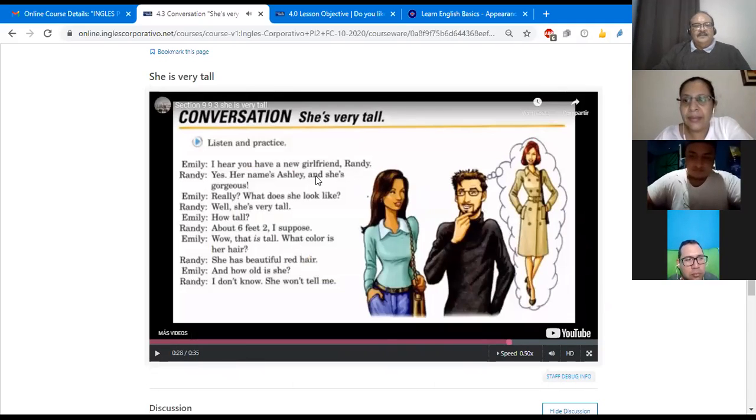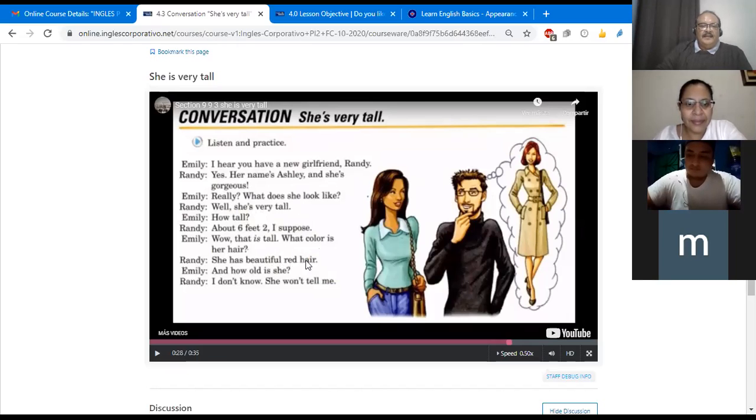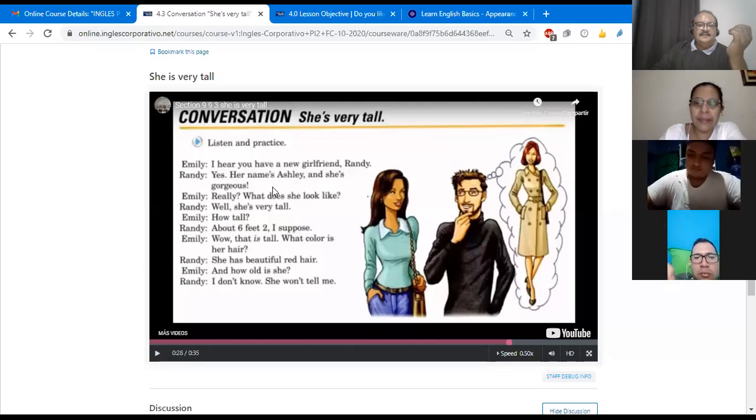Now you can see here the words that they are using to describe the appearance: gorgeous, right? She's gorgeous, you know, beautiful, amazing, pretty. So then what does she look like? She's tall, 6'2". What color is her hair? Red hair. And she won't tell the age, right? But apparently she probably looks young. So she's young, she has red hair, she's very tall, and she is gorgeous, a very nice person, very beautiful. Okay, so this is his description, the opinion of Randy about his girlfriend.